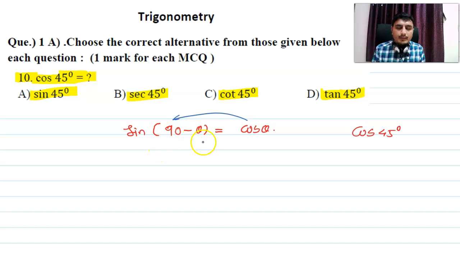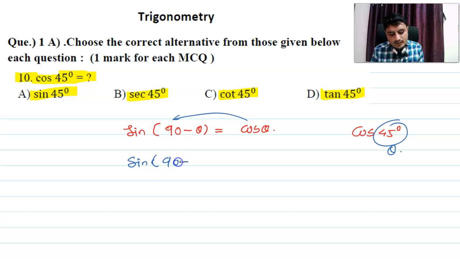By using the complementary angle formula, we have sin of 90 minus theta equals cos theta. Here the theta value is 45 degrees, so we can replace theta by its value, 45 degrees. We can write cos of 45 degrees equals sin of 90 minus 45 degrees. So 90 minus 45 is 45, and the value of sin of 45 degrees is the same as that of cos of 45 degrees.